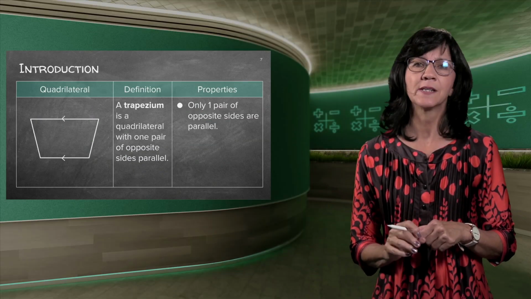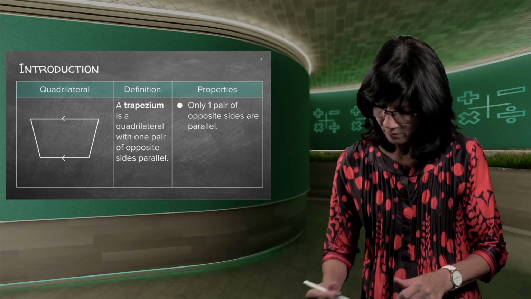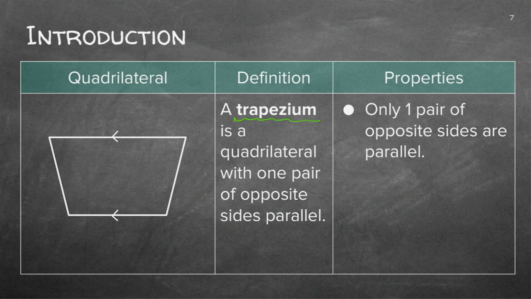Good. The last one is a trapezium. Easiest one of all. A trapezium has got only one property.